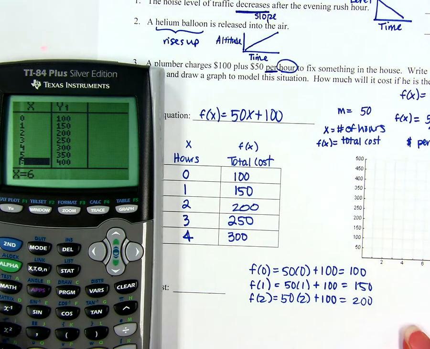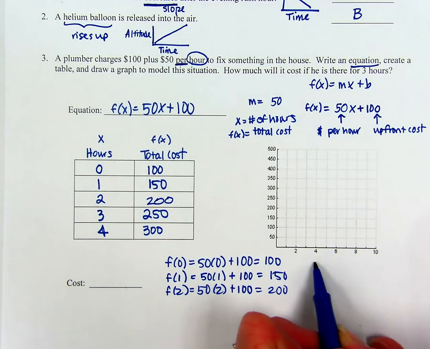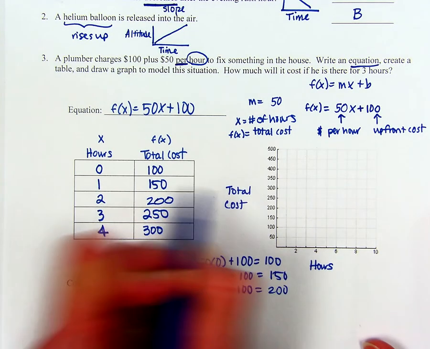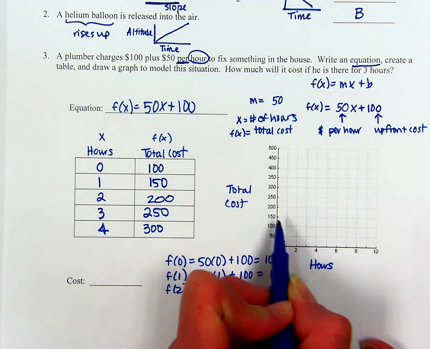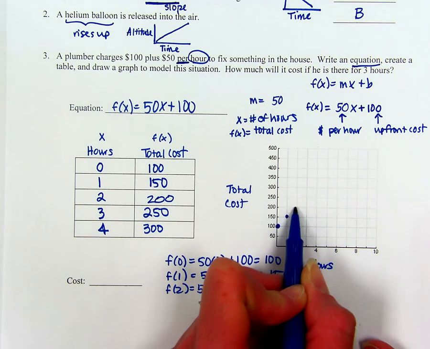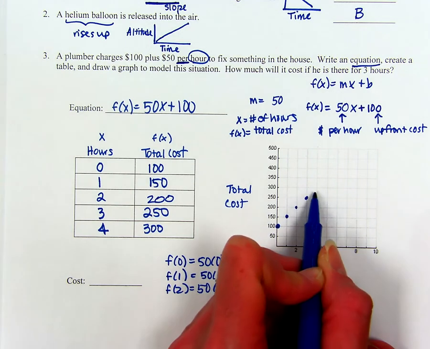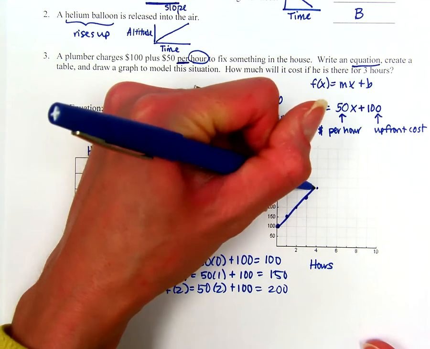Okay, so let's do our graph now. So this represents the number of hours, and y is the total cost. So we're just going to plot these points. So at 0 hours, it's $100. At 1 hour, it's $150. 2 is $200. 3 is $250, and 4 is $300. Okay, so I could draw my line.